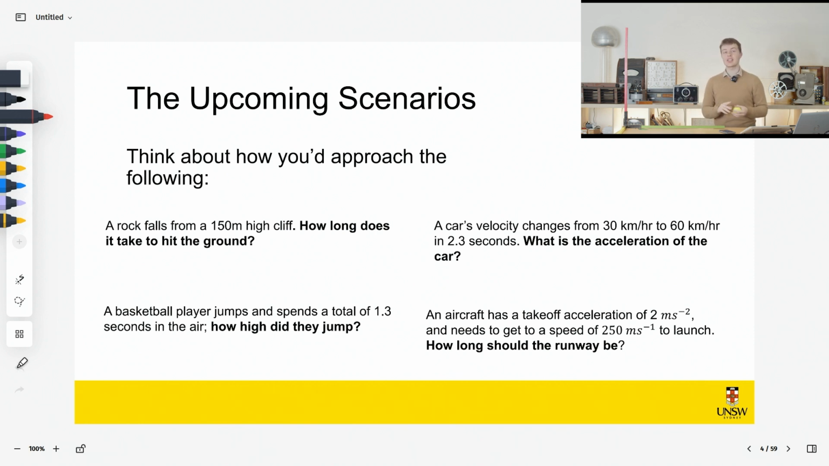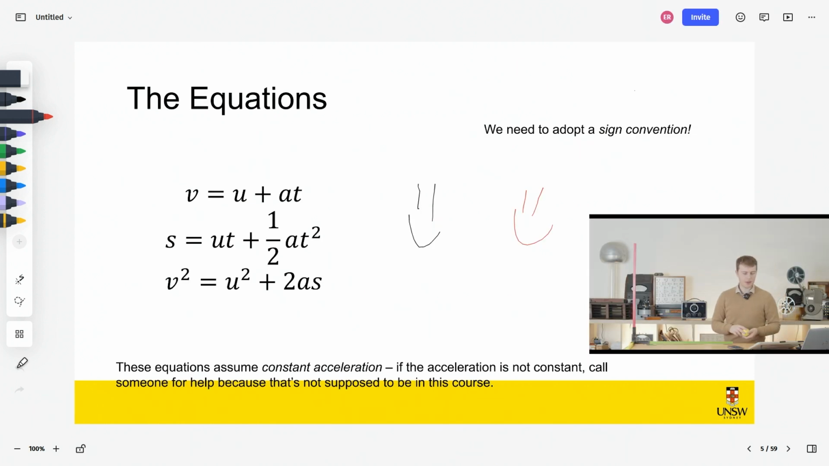These are the kind of things that you're going to be able to solve using projectile motion. So a rock falls from a 150 meters high cliff. How long does it take to hit the ground? A car's velocity changes from 30 kilometers per hour to 60 kilometers per hour in 2.3 seconds. What is the acceleration of that car? Etc., etc. You can read these. You can pause the video and read it if you want. Right? But here is our cake.